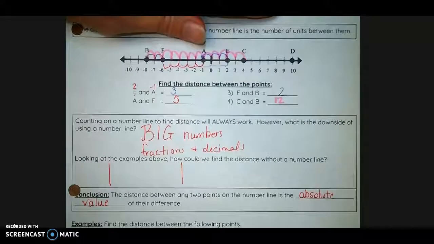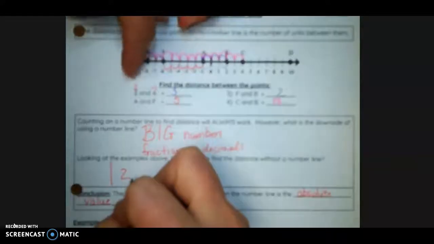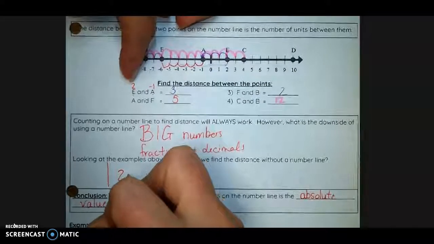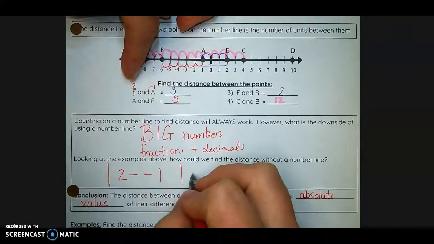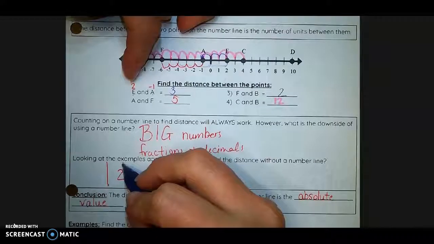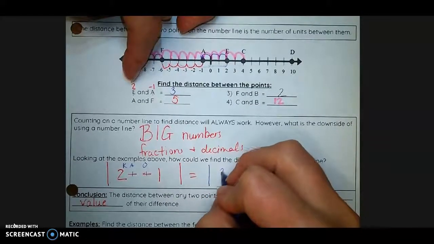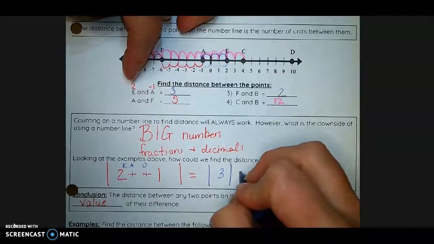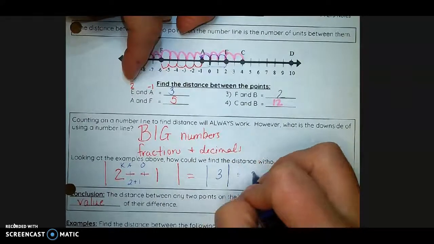So for instance, from E to A, E is at 2, A is at -1. So I'm set up absolute value. Remember, that is distance, not parentheses. I'm going to do 2, and the difference means I'm going to subtract, and I'm going to subtract a -1. So the next step in that is keep, add, opposite. So I end up with the absolute value of 3, because I'm going to do 2 plus 1 here. So the distance between them is 3, and you're like, does that always work?